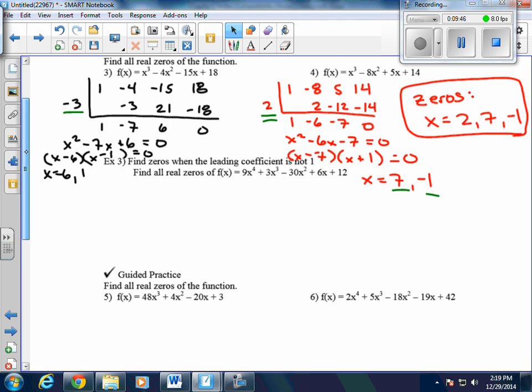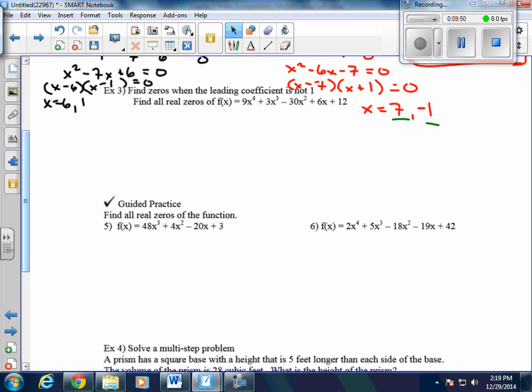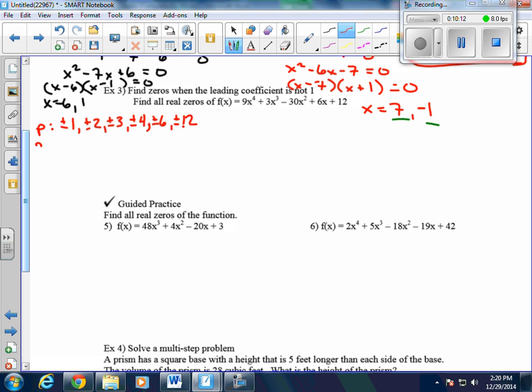Now in example 3, we're going to find the zeros when the leading coefficient is not 1. So now we're going to look at a problem where the leading coefficient is not 1. So again, my P values are going to be plus or minus 1, plus or minus 2, plus or minus 3, plus or minus 4, plus or minus 6, and plus or minus 12. So that's a lot of them.